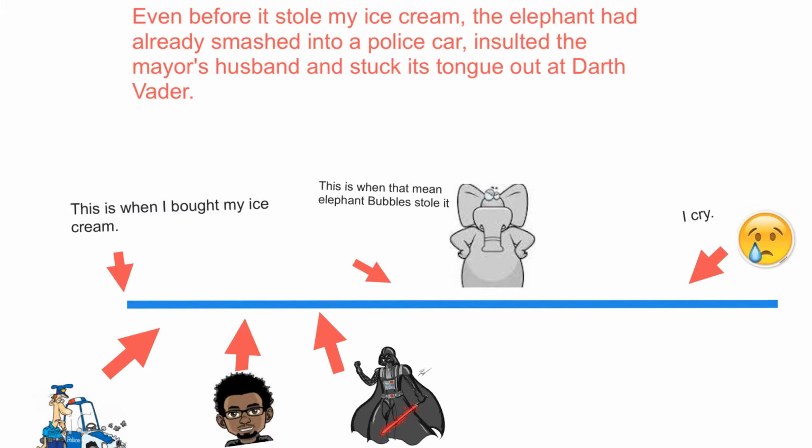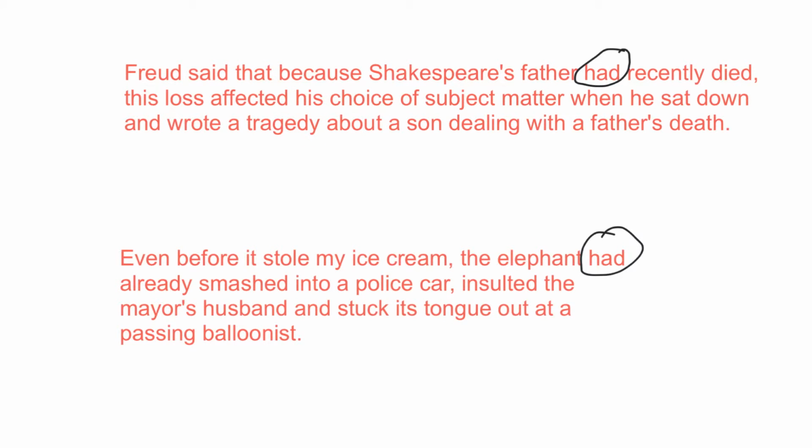Like, that elephant was in trouble even before it stole my ice cream. It had already smashed into a police car, insulted the mayor's husband, and stuck its tongue out at Darth Vader. Right. The use of had in those sentences helps to order the events of the past. So, what's the problem? Some of our students are overusing had and thus using the past perfect tense when they only need the simple past.